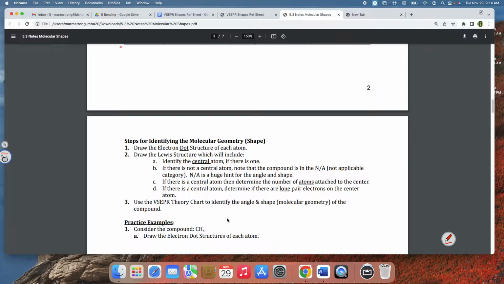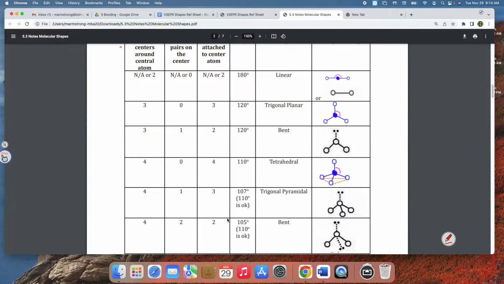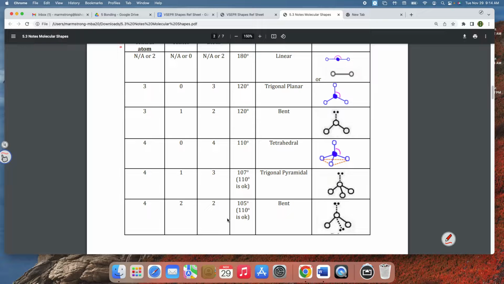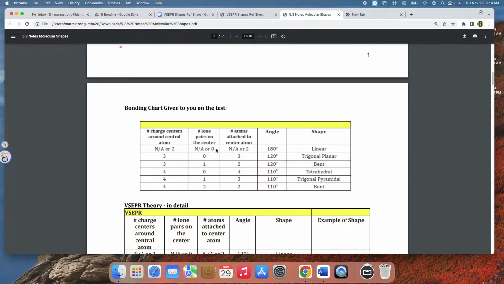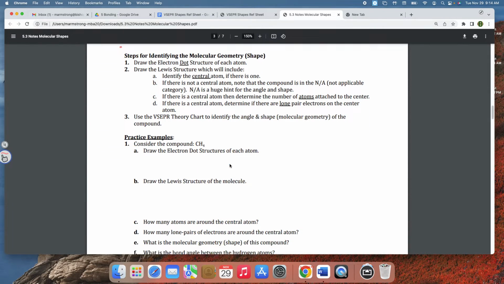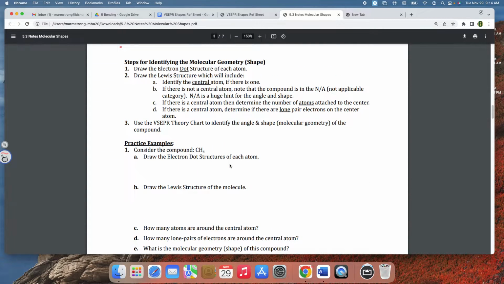So let's practice this. Before we practice, what you really need to do when you draw the Lewis structure and you're trying to figure out the angle and the shape is determine how many things are on the center, how many of them are lone pairs, and how many of them are atoms. And you really just match it up to this chart that'll be given to you on a test. So the first thing you do is you draw the electron dot structure of each atom, and you may get so good at this you don't have to do that part. And then you'll draw the Lewis structure and make sure you identify what the central atom is and make sure you put lone pairs on there. And then you'll use the chart to determine the angle and the shape.